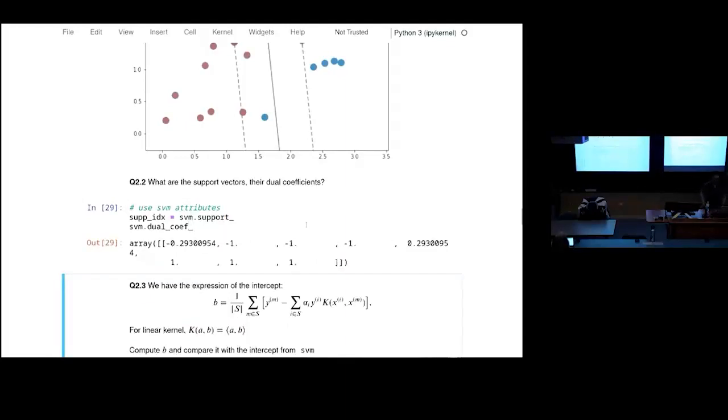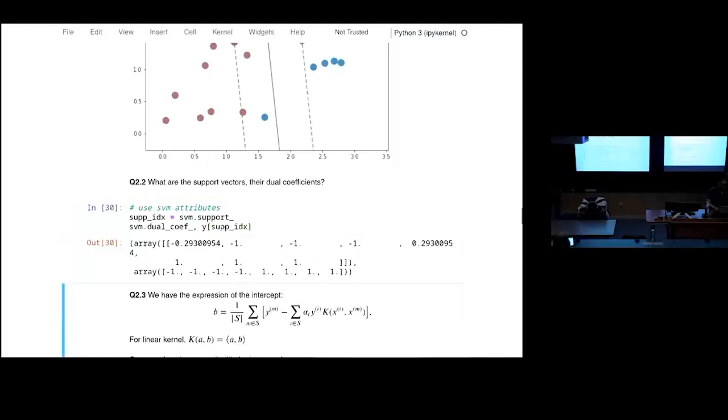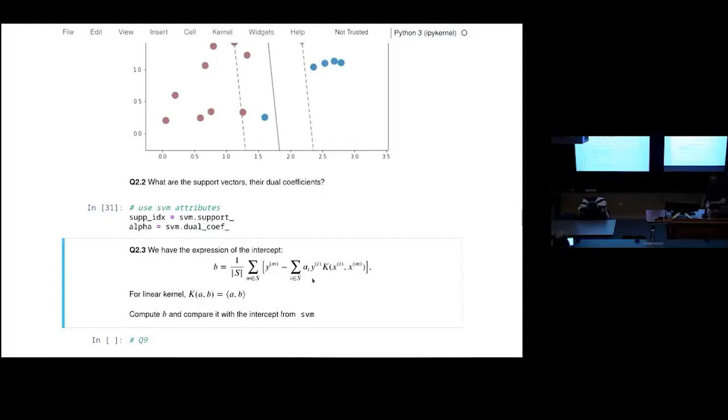Yep. Okay, so as you see here, we're getting the negative values on alpha. That's because we multiply by the labels. We can check that this is true by looking at y support index. There you go. So the first 4 are negative label, and the last 4 are positive label, and they have the same sign as the alpha. So the alphas here are already multiplied by the labels. So I'm going to call this alpha. And now that we have alpha, we know already what the support vectors are. We're going to do something that you were already asked to do in the homework, which is to compute the intercept and compare it with the intercept we get from the SVM.